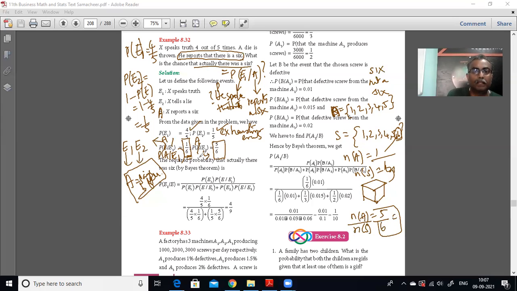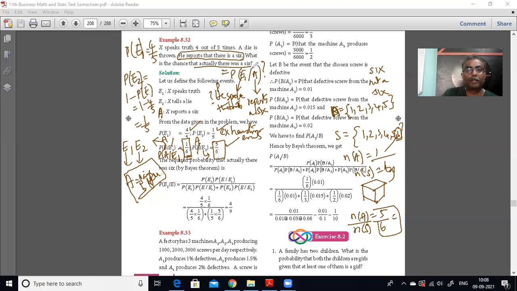Probability that A occurs given that he has spoken a lie. All right? So he has told there is a 6. Probability that there is not a 6, that is 5 by 6. You understood this thing? Very important. Now the required probability that actually there was a 6, you can calculate. What I said you must calculate.